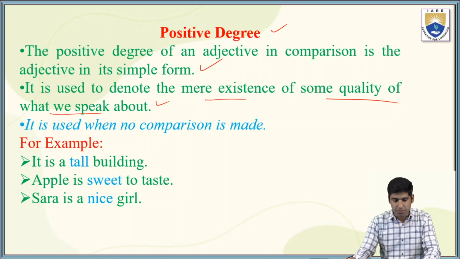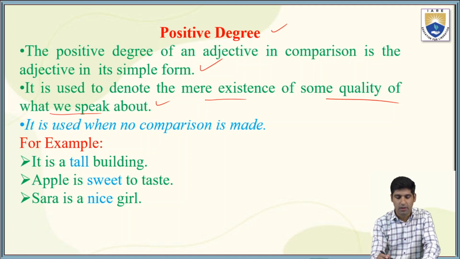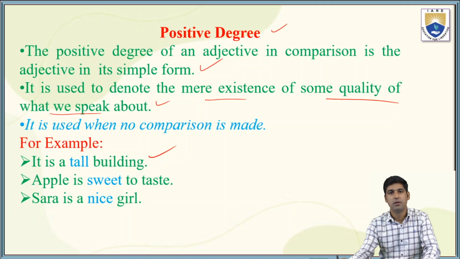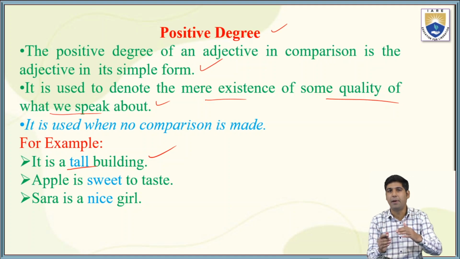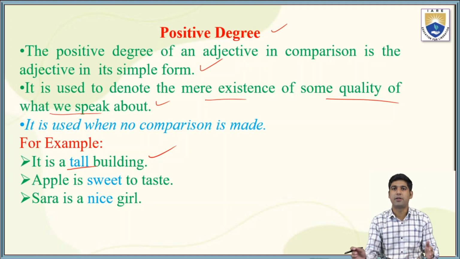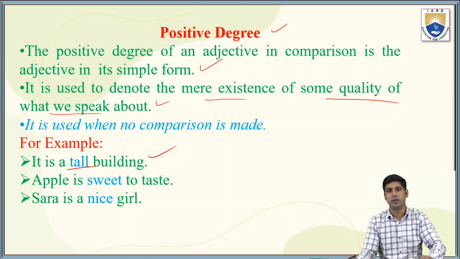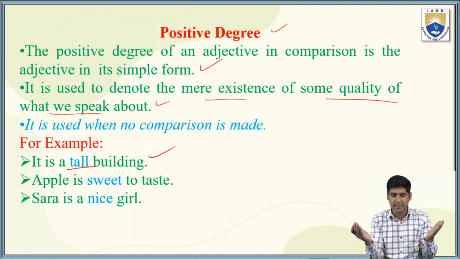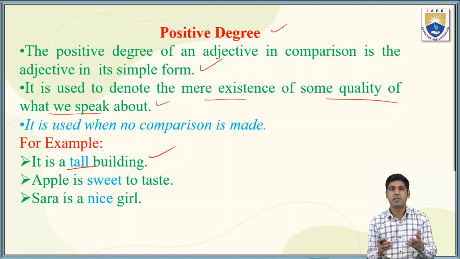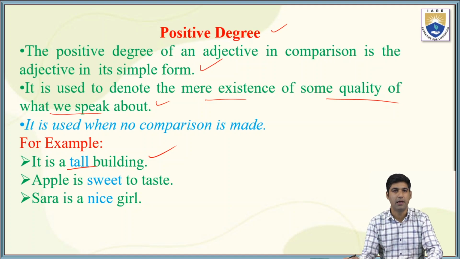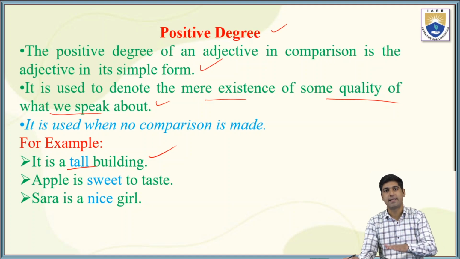I would like to quote this example. It's a tall building. The word tall talks about the mere existence of that building. It's tall. I'm not saying it's taller than another building. When I say it's a tall building, I'm telling you the mere existence of this building. You get to know, yes, it's tall. But I'm not telling you it's taller than some other building. I'm not telling you it is the tallest of all the buildings in the area. So mere existence I'm telling you.